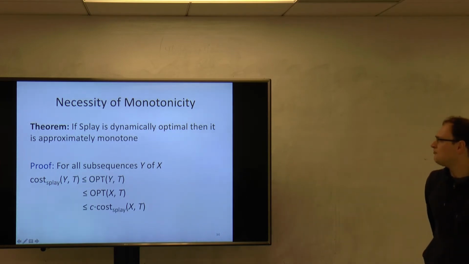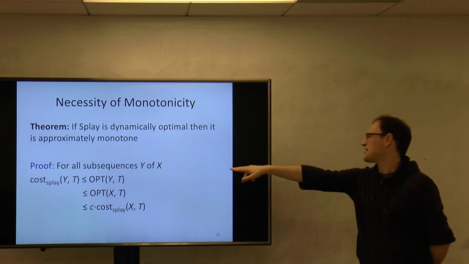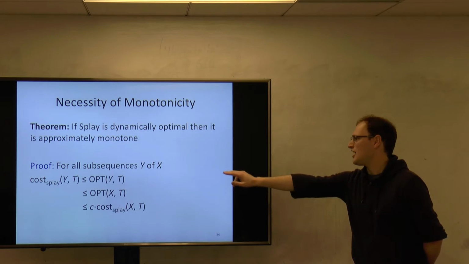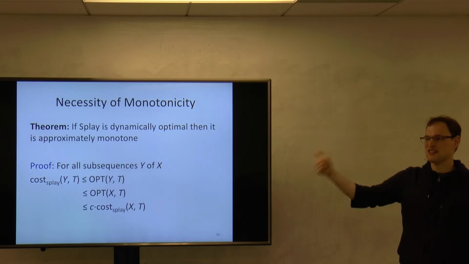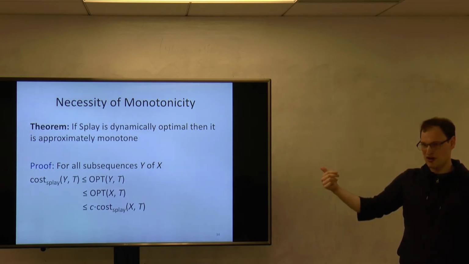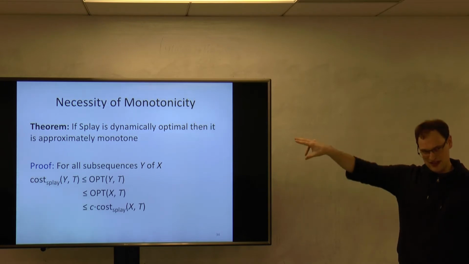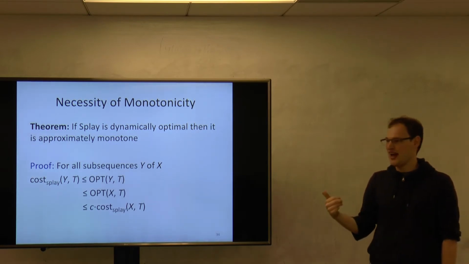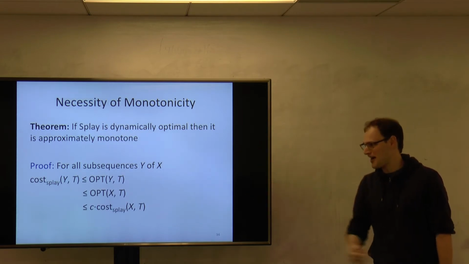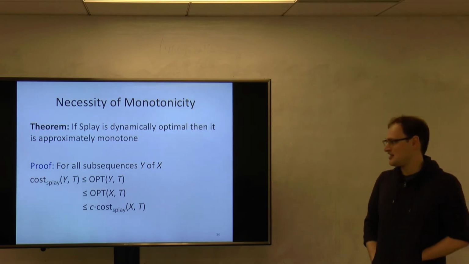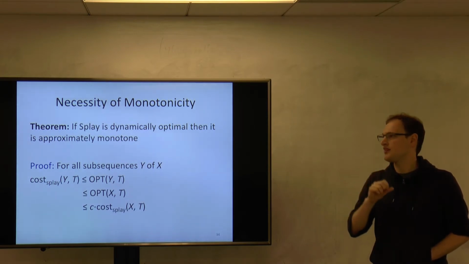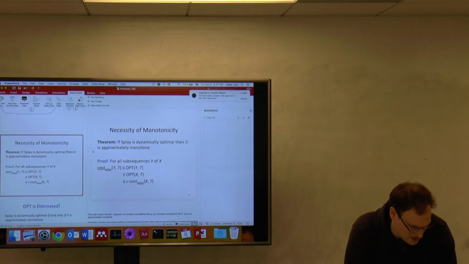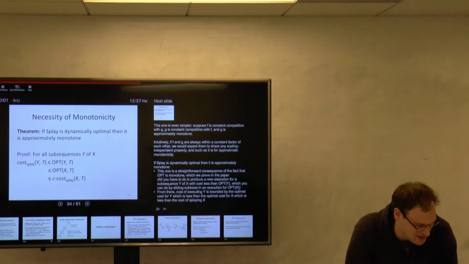Anyway, bounded by c times the optimum cost. So the cost to splay the subsequence is bounded by c times the optimum cost for y. Opt is monotone, bounded by the optimum cost for x. Again, constant competitive, bounded by c times the bounded by c. So there's just a c on each line. OK. Well, anyway, I think we're clear here.